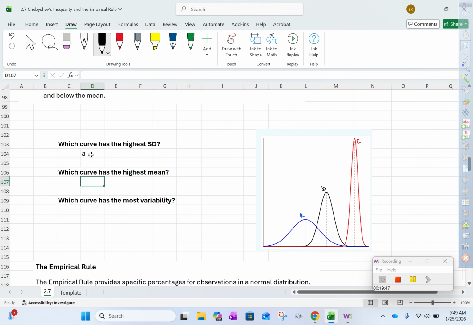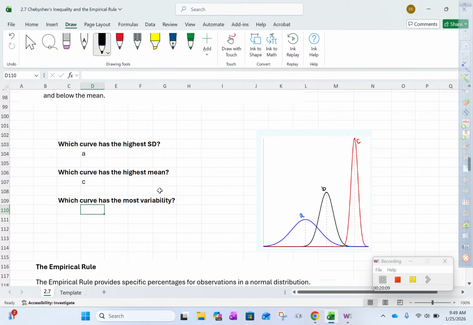Highest mean has nothing to do with the height. Remember, the height of the curve is the frequency. So we're going to talk about the highest mean being on the x-axis, assuming they're on the same scale, and these ones are, which one's literally the highest, most to the right. So that is curve C.